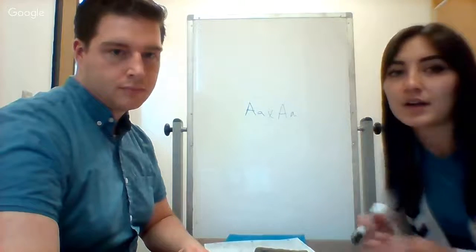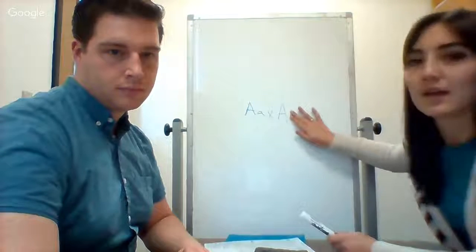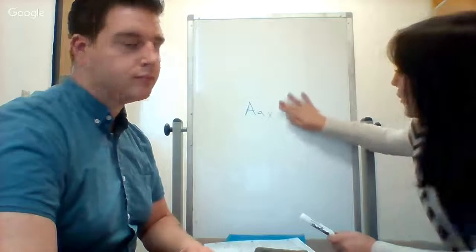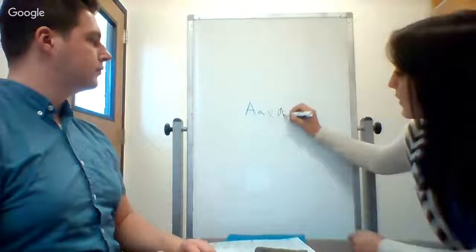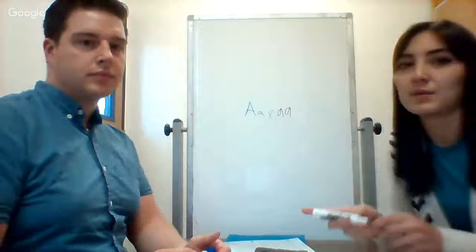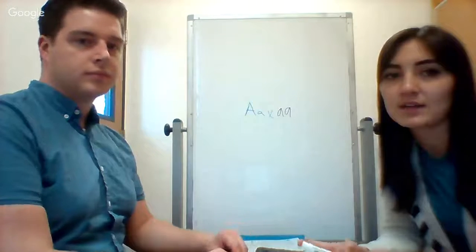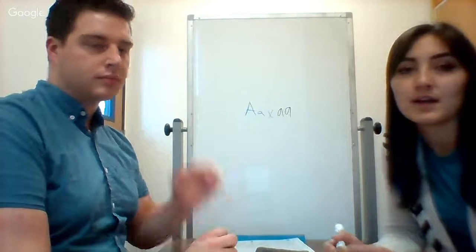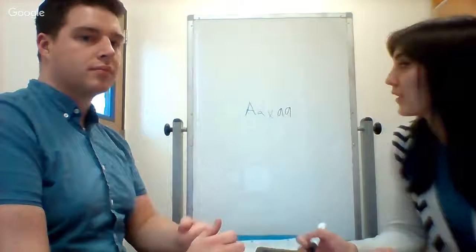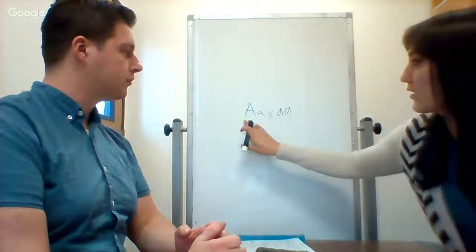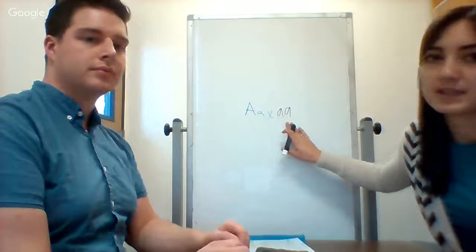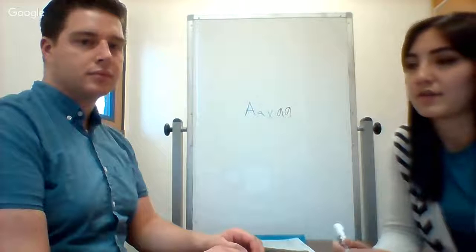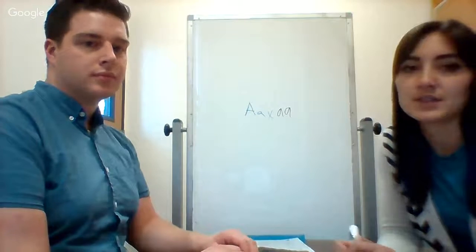And then part B talks about a heterozygous male and a homozygous recessive female. We went through that same process again and got the genotype as half heterozygous and half recessive, and then all of them are going to have Angelman syndrome.